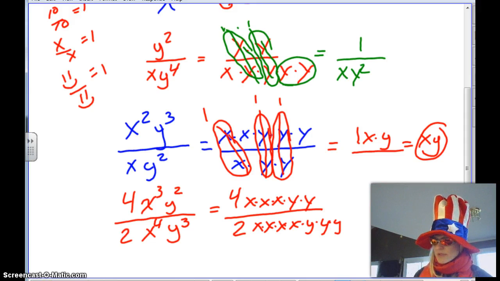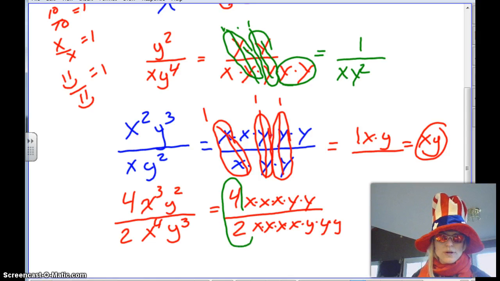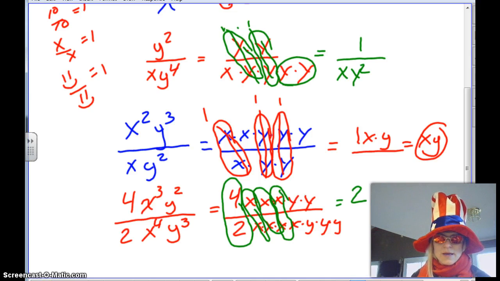Okay, so now we're going to simplify. So these are like terms, 4 over 2. Hopefully you know 4 over 2 is the same thing as 4 divided by 2, so it's just going to give me 2. Then we've got these x's and these x's. And then I have a y here and a y here. So those all become 1.